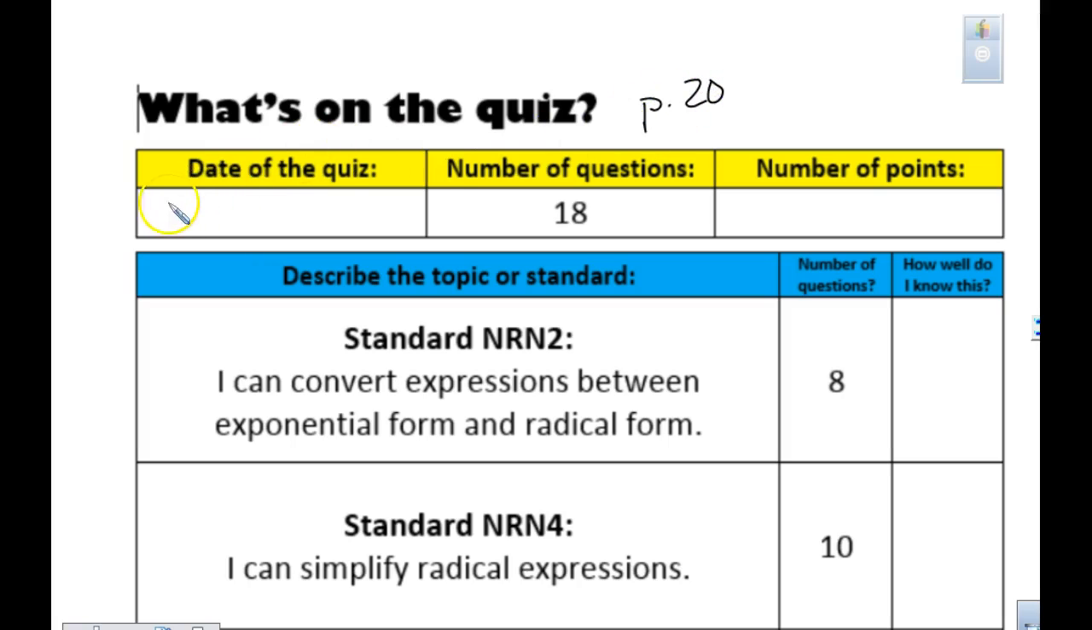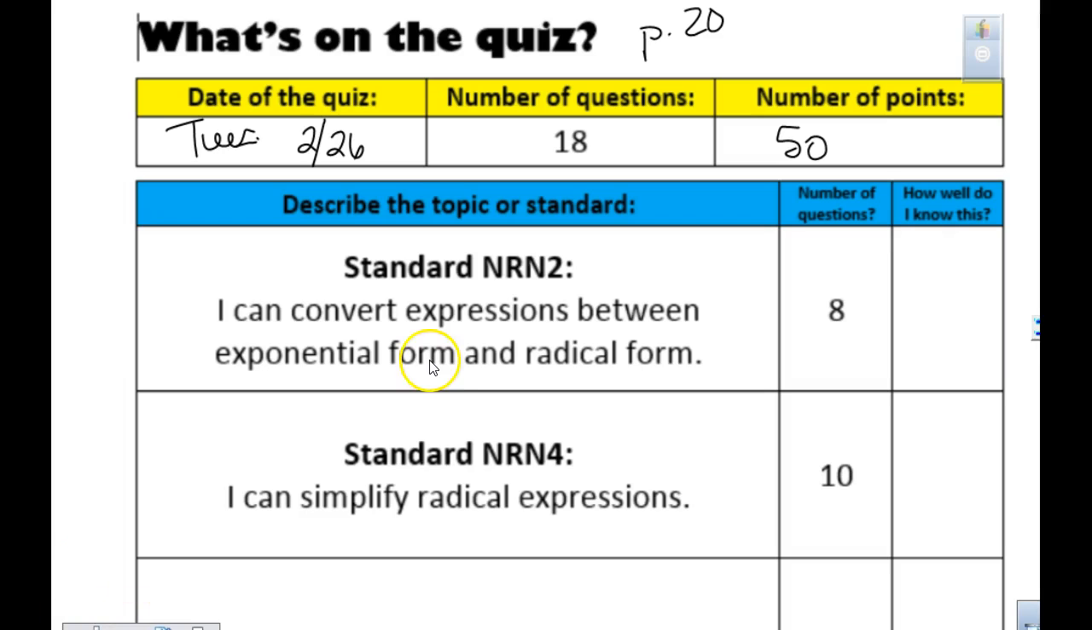Page 226. The date of our quiz will be Tuesday, and there are going to be 18 questions and 50 points. Please make sure you write down what those 2 standards are, and then I'll kind of show you what we're looking at. Think about that exponential form, and I'm going to show you a few in your examples, but there's going to be 4 of each type. What do I mean 4 of each? I'm going to give you 4 that are written in exponential form, and I'm going to say change it to radical form.